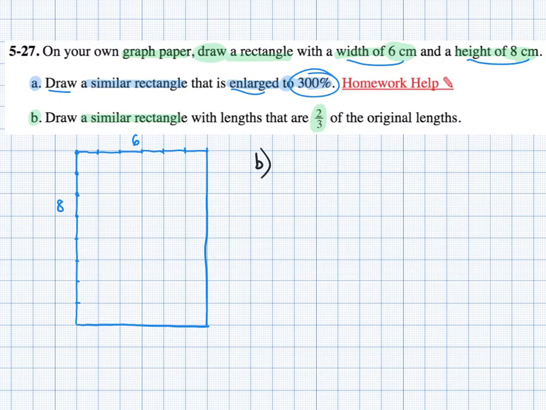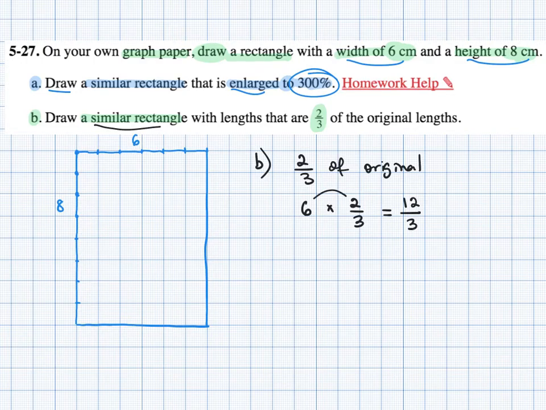Okay, so letter B states that we're going to draw a similar rectangle again, but this time we have 2/3 of the original. So I'm writing it down on my paper. Now, what is the original length? We start with 6, and we need 2/3 of it. Remember the "of", it's like you could multiply it. So let's see what that would change to. When we multiply, we have 6 times 2 is 12 over 3, so that becomes 4.